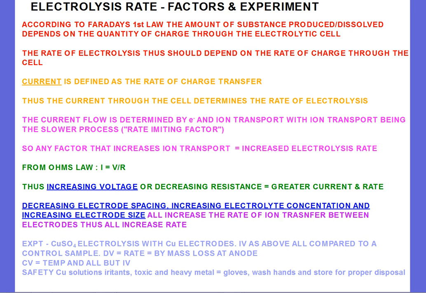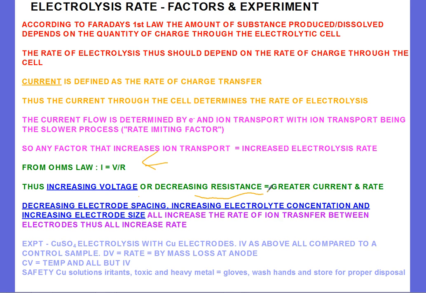And now we know that current flow is determined by electron transport and ion transport is slower, therefore we call it the rate limiting step. So pretty much any factor that's going to increase the rate of ion transport will increase the rate of electrolysis. And from Ohm's law we know that current equals voltage divided by resistance, and thus what can we do to increase the current? Well, the first thing is we're going to increase voltage, and that can increase the current and therefore increase the rate of electrolysis, but also anything that decreases resistance will also increase current and therefore increase rate.